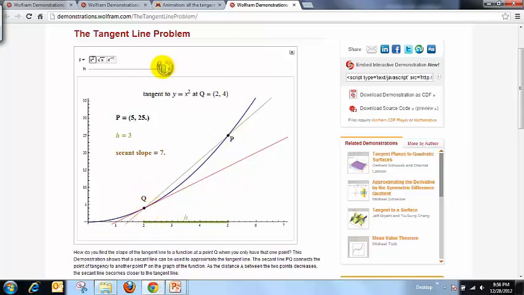We could move this point closer to Q. Notice my h is becoming smaller and smaller. This h is about 2 now, and we can see the slope of this secant line is getting closer to and approaching the slope of this tangent line. We could continue to make h smaller and smaller, and we see as we do that this secant line is approaching the tangent line, and in fact now my h is a little over a third, and my slope of the secant line looks like it's 4.36.